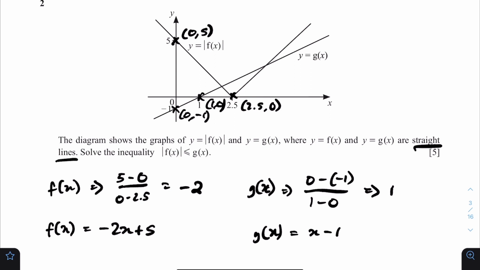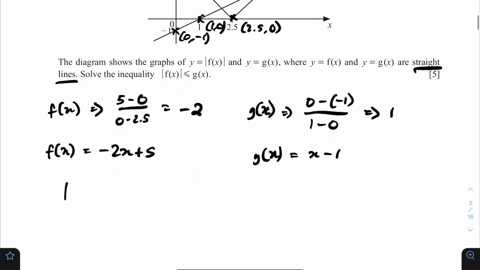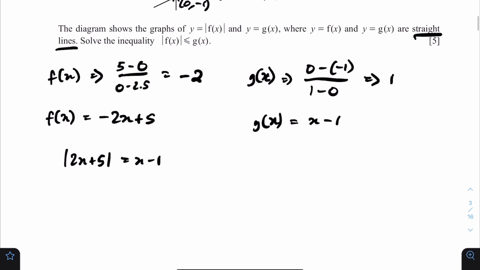Now what we want to do is equate the two. So we know that the absolute value of -2x plus 5 has to equal x minus 1 because we have to find their intersection points. So what we're going to do is find the two solutions. So there are two solutions when you have absolute values in play. One of them is when it's -2x plus 5 is equal to x minus 1. And the other is a little bit more obscure to find. It's when the negative of -2x plus 5 is equal to x minus 1.